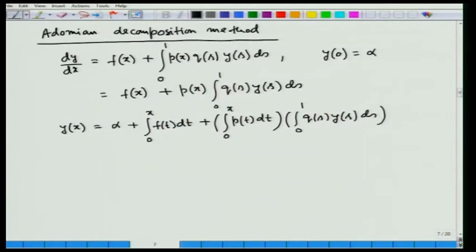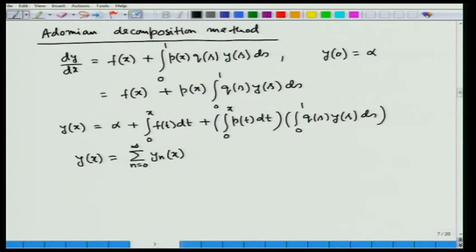Now, as we have done earlier for the Adomian decomposition method, we assume the solution of this equation can be expressed in the form y(x) equal to the sum over n running from 0 to infinity of y_n(x). And here we are assuming all the convergence criteria and interchangeability of integral sign and summation notation.